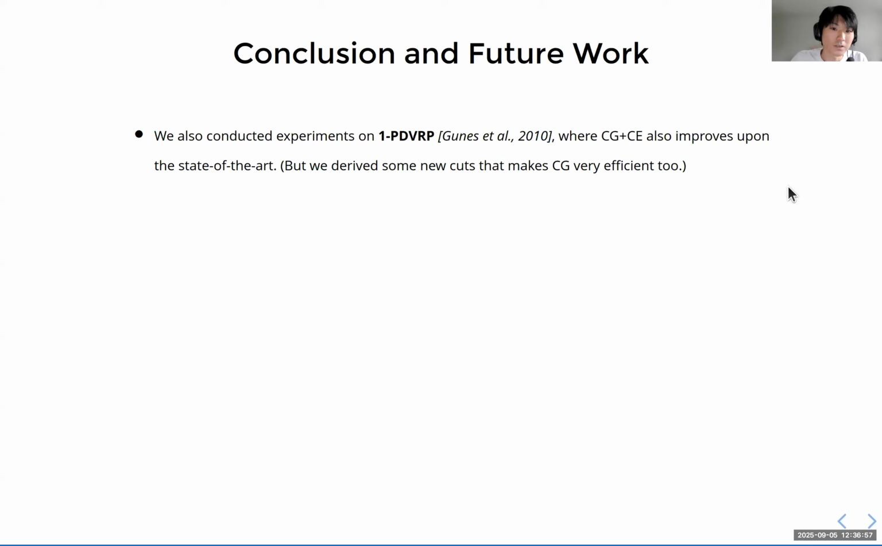Okay, and I should also comment that we also conducted experiments on this one commodity pickup and delivery VRP problem, where the state of the art is this previous work here. Our approach could also improve upon the state of the art, but what happened here is that I also managed to derive some new cuts for this problem, and these new cuts make just a column generation based approach already very efficient. So although this improves the root gap, I will not claim that this is better than column generation for this problem.